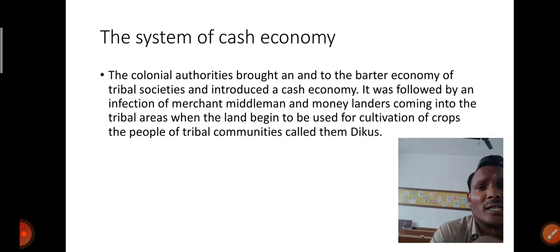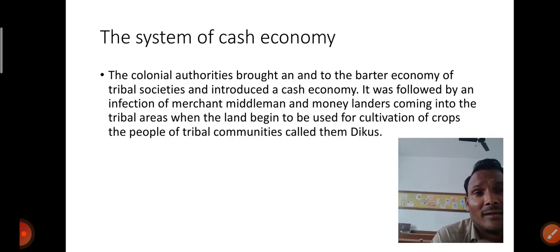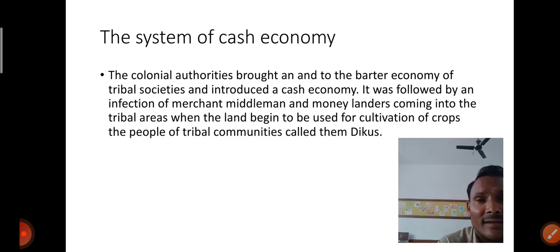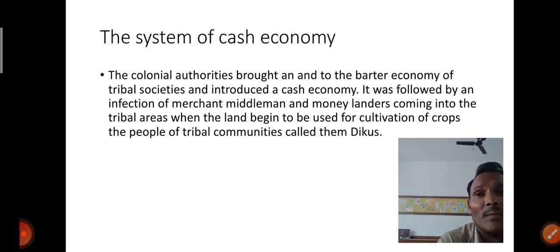The colonial authorities brought an end to the barter economy of the tribal societies. Under the barter economy, tribal people exchanged their things for the things which they needed. So this was called the barter system, in which we can exchange things for things. Clear? So the British wanted to end this barter system of the tribal societies and introduced a cash economy. It was followed by an influx of merchants or middlemen.